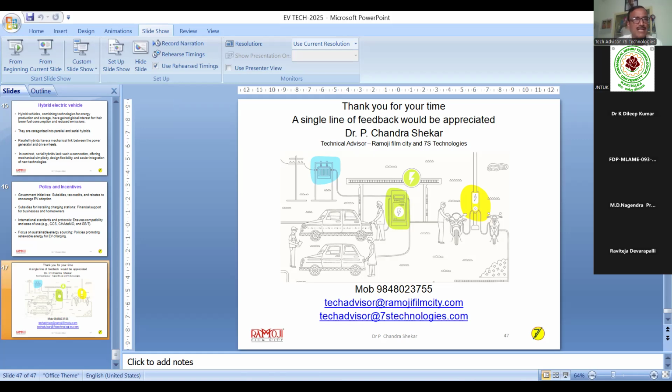Yeah, the problem is that we have three types of vehicles and batteries. We cannot shift. That's why all the chargers have three types of modes.